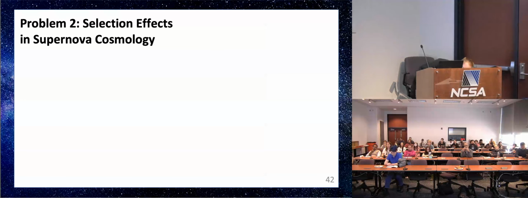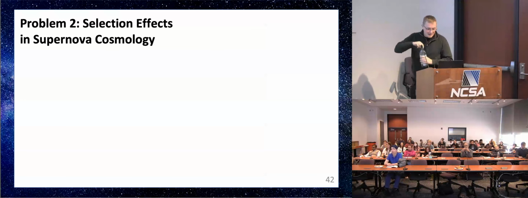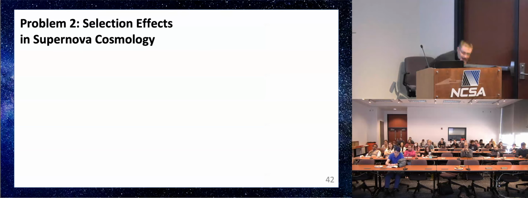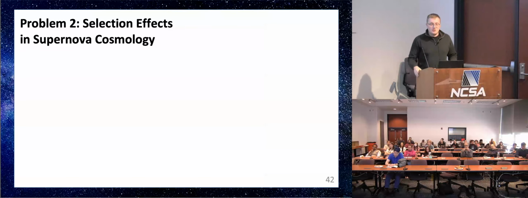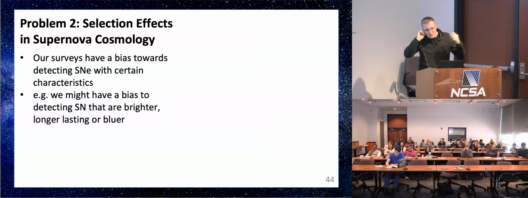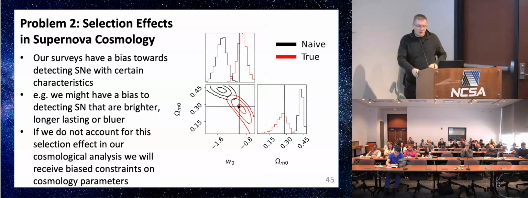Okay, that was the first case study, and I'll quickly now do the second case study. So the second case study is selection effects in supernova cosmology. Our surveys have a bias to detecting supernovae with certain characteristics. For example, you're definitely more likely to detect a bright supernova than a dim one, probably a longer-lasting one because it hangs around for longer, or a bluer supernova, for instance, depending on the filters that you've got.